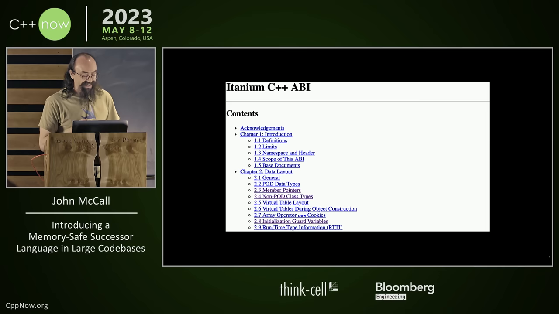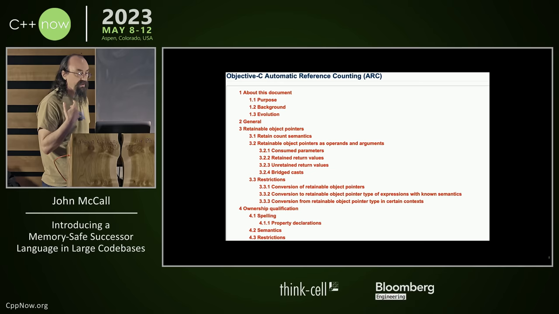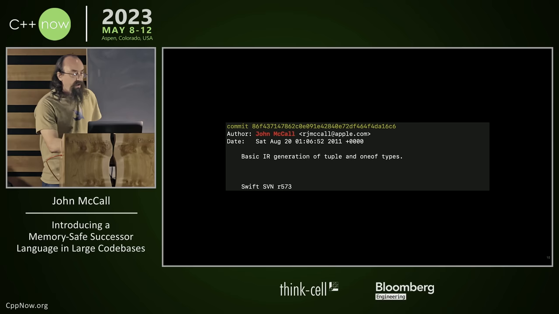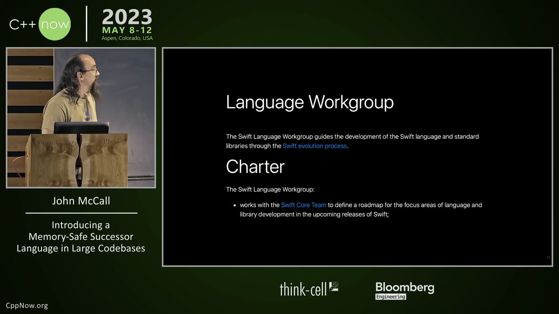inevitable cycle. More on the Apple side, I helped add automatic memory management to Objective-C, which of course is a major safety win, as well as pointer authentication to ARM64, which is a major security mitigation. I was one of the first engineers to work on Swift and still work on Swift today. And now in particular, I am the chair of the language evolution group over at Swift.